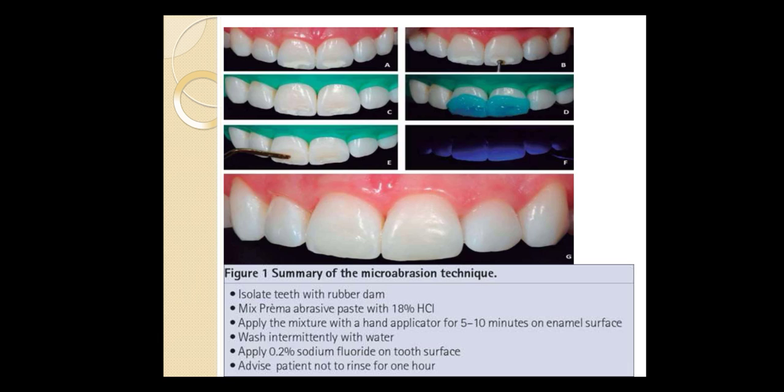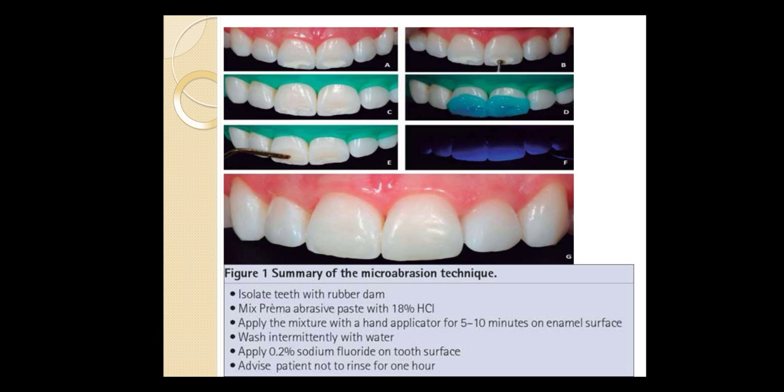Isolate the teeth with rubber dam. Mix Prema abrasive paste with 18% hydrochloric acid. Apply the mixture with a hand applicator for 5 to 10 minutes on the enamel surface and wash it intermittently with water. Apply 0.2% sodium fluoride on the tooth surface and advise the patient not to rinse for 1 hour. This is a microabrasion technique.